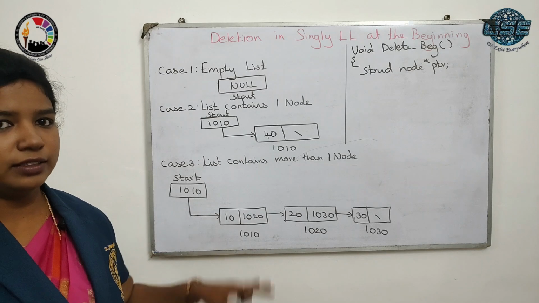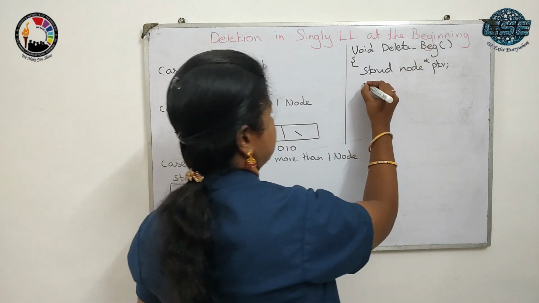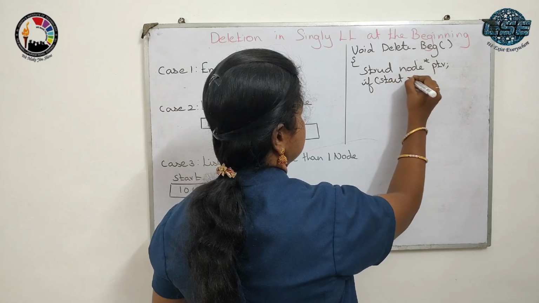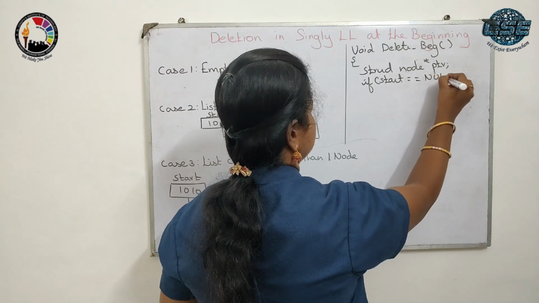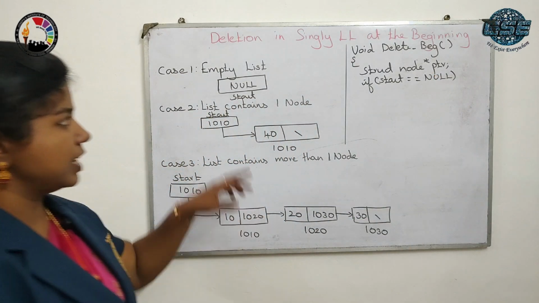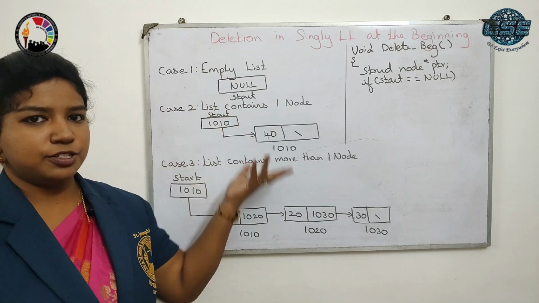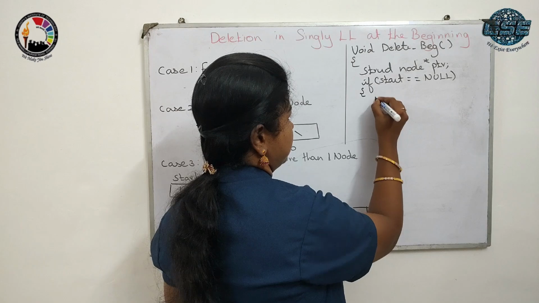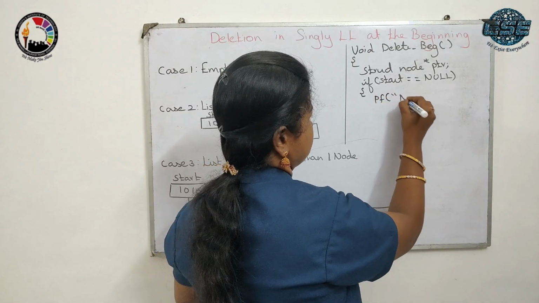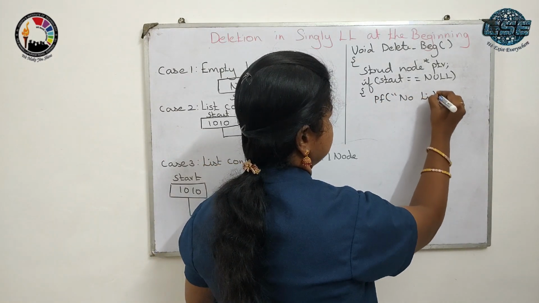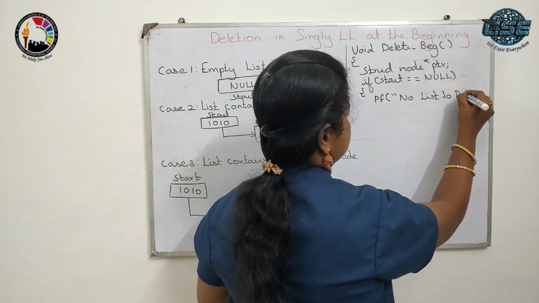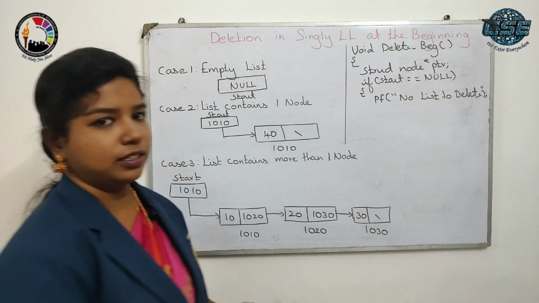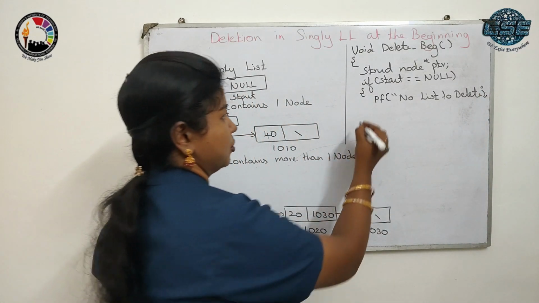So we have to write all the three cases. Initially, if start is equal to null, this is your first case. If start is equal to null, there is no node to be deleted. So directly you can write a message in the printf statement, no list to delete. You can directly display a message and come out.